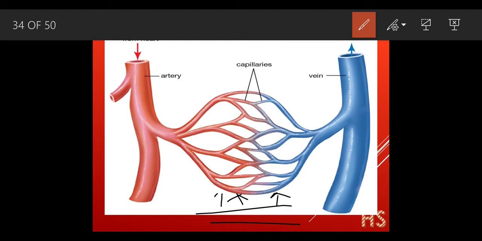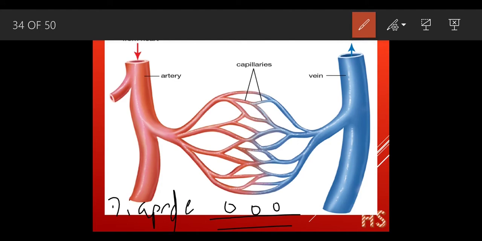And here WBCs also leak out. When the WBCs leak out of the blood capillaries, we call that diapedesis. And what is the function of WBC? As I said, they are the soldiers, the army of our body, and they work for the defense part.